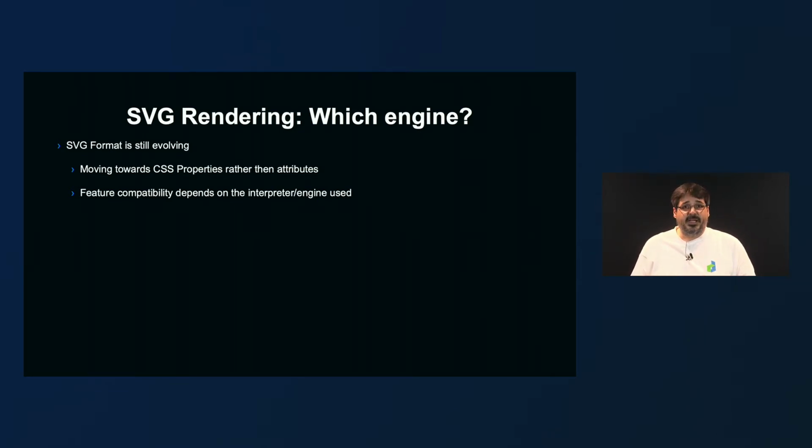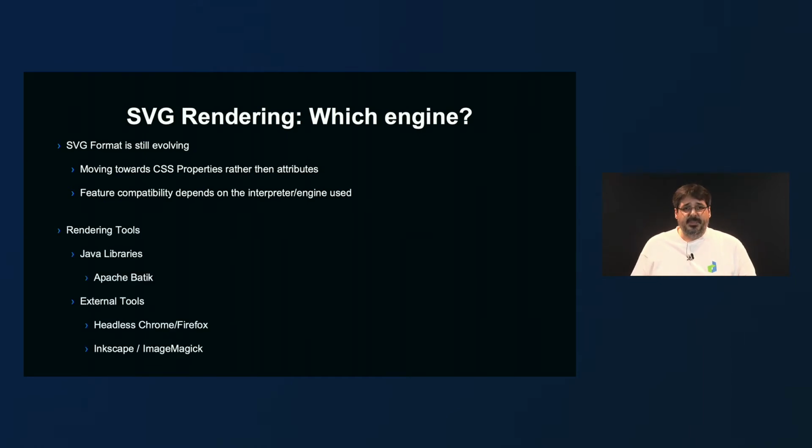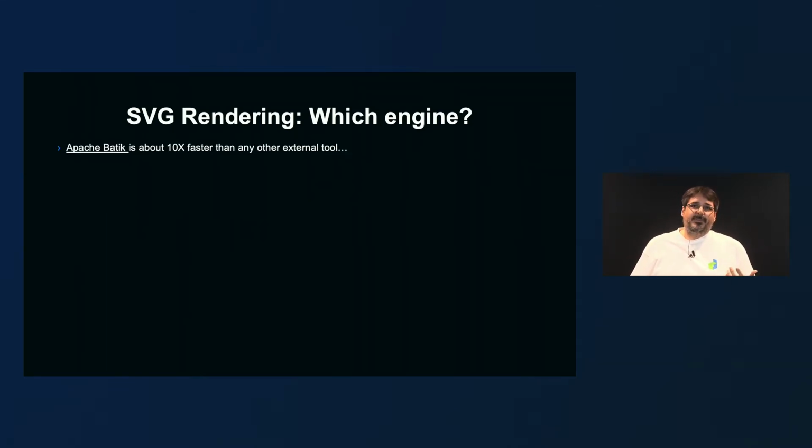Now, on the Java side, we have two types of options. We have libraries like Batik from the Apache Foundation, and we have external tools like headless browsers or image manipulation tools like Inkscape or ImageMagick. We did some testing on our own, and well, Batik was the only real choice for our use case. External tools are great for batch processing, but they're too slow for near real-time rendering. So why is it faster?